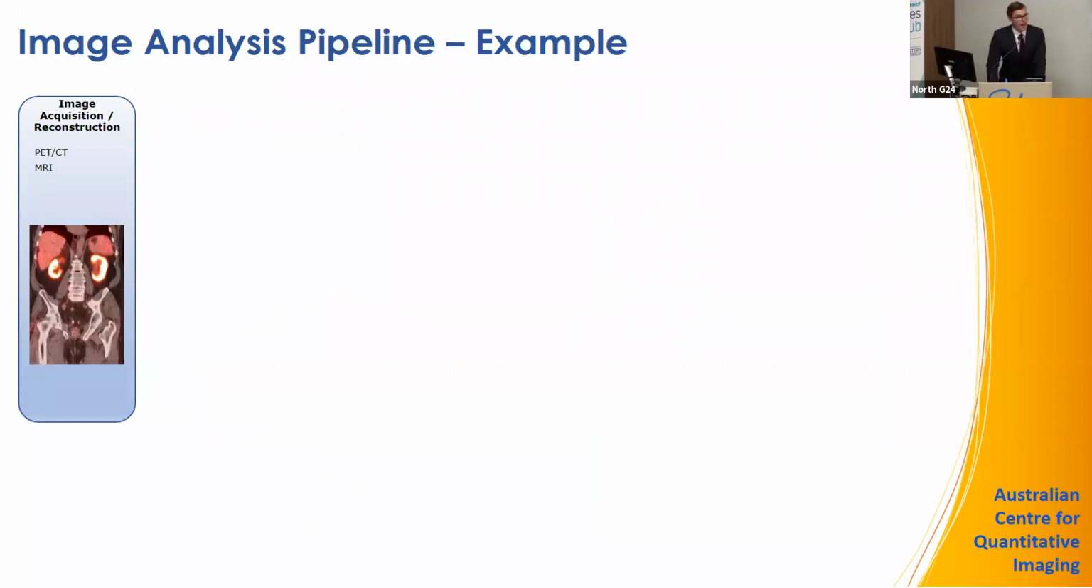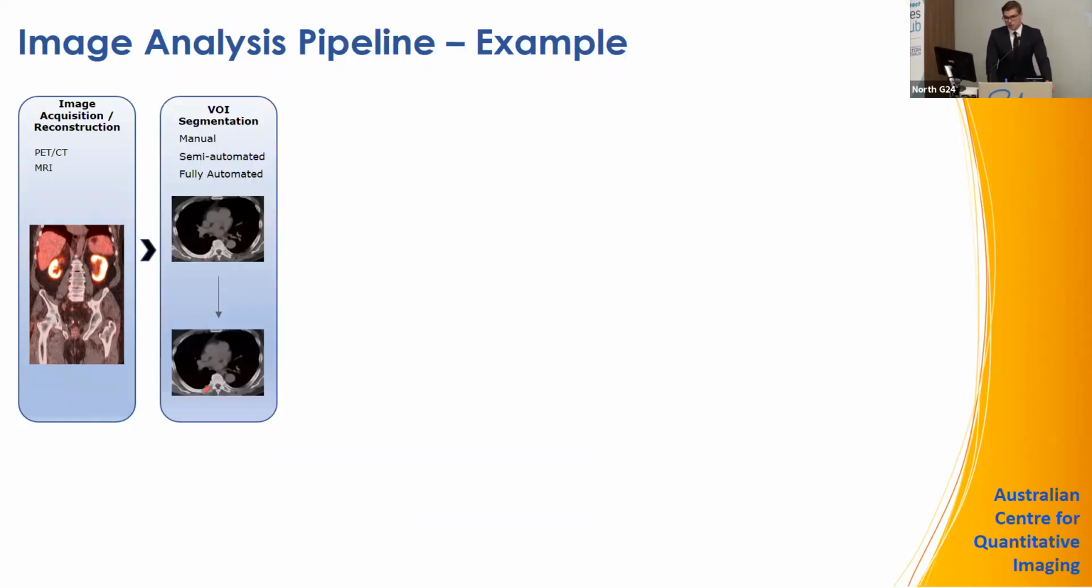So let's look at a full image analysis pipeline. First of all, we have our image. So the image is acquired, it's reconstructed, it can be a PET, CT, MRI, etc. We then segment the area of interest. So the volume that we're interested in, it can be a tumor, it can be a diseased area, it can be a suspected area of disease that you want to classify potentially. It can be any of those things, just whatever you're interested in extracting features from.